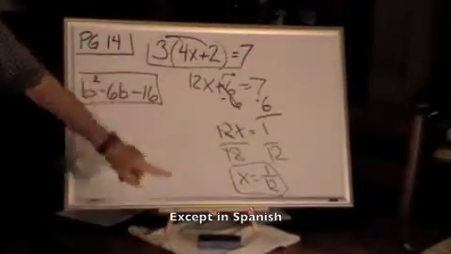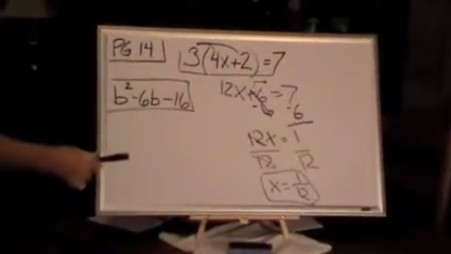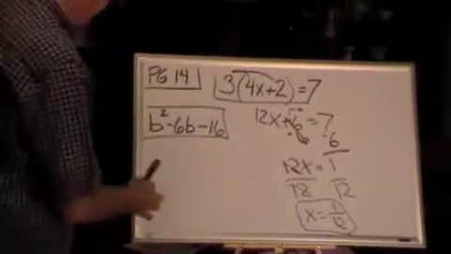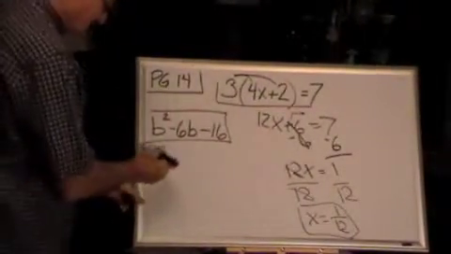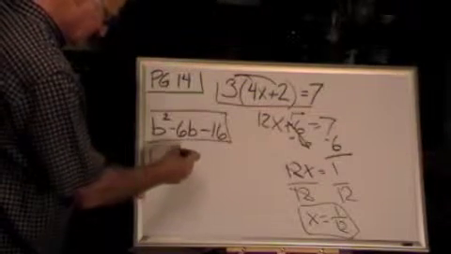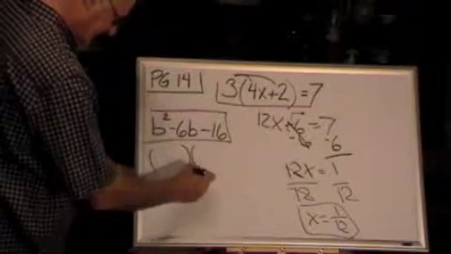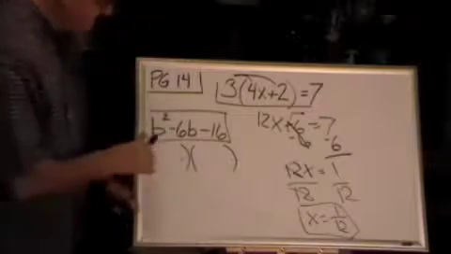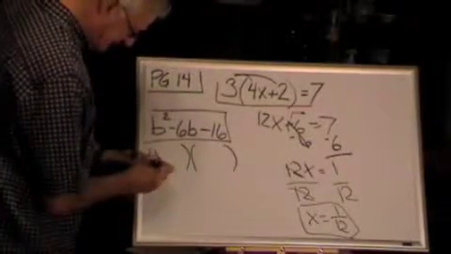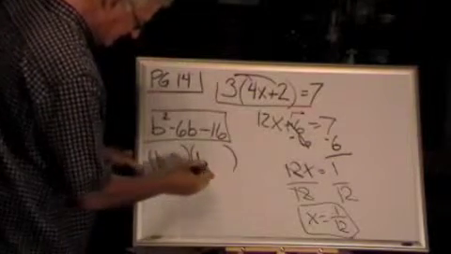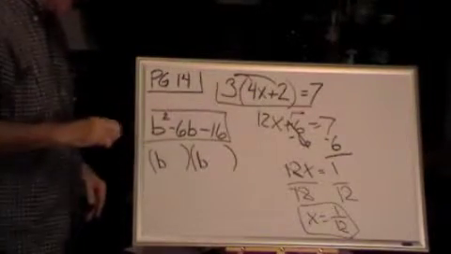Now, moving right along. Next one. You like that? 1 over 12? Yeah, good. All right. What's this? Factor, baby. This is the b factor, not the x factor. There we go. 2 parentheses. B squared. Only way on the planet, right there. B times B. Nice.